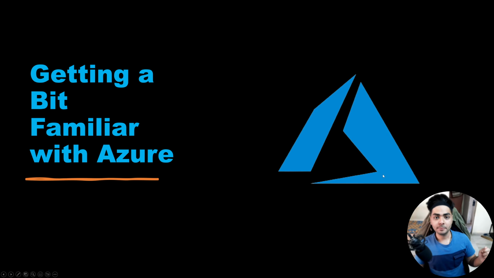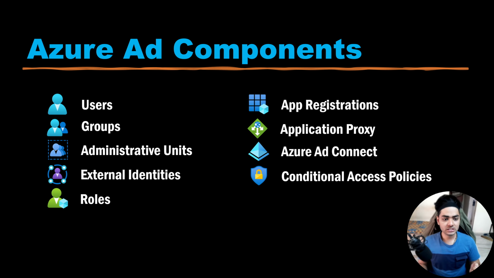Okay, so let's get a bit comfortable with some of the Azure components. These are some of the Azure AD components, where we have users, groups, administrative units, external identities, and so on. I'll take you through each and every component and try to explain what these components are and what they do. The first one is users. It's just where you create a user, which gets added within your Active Directory.